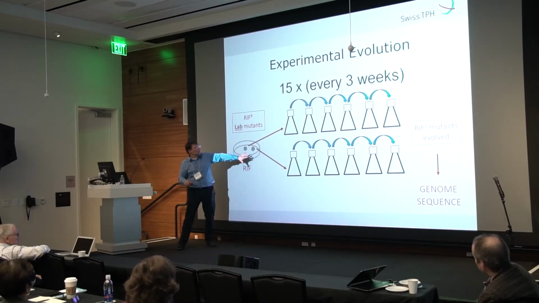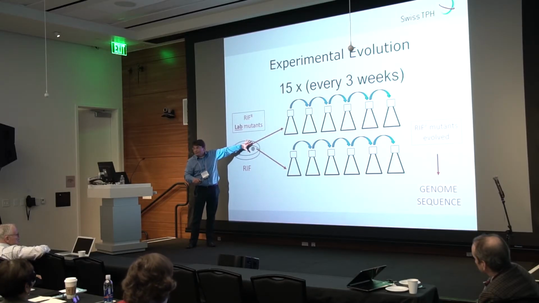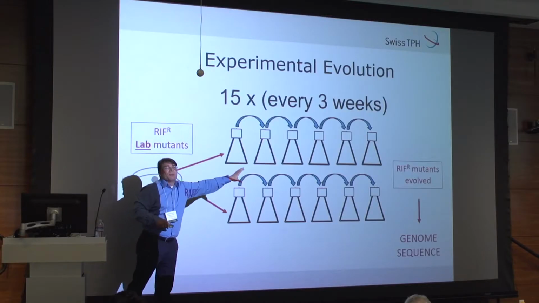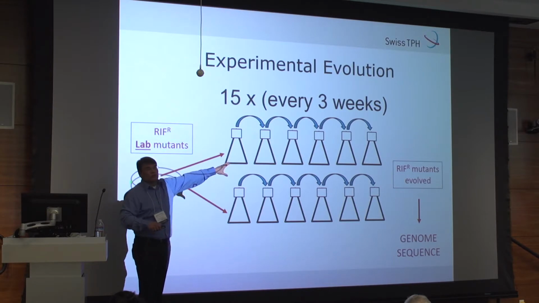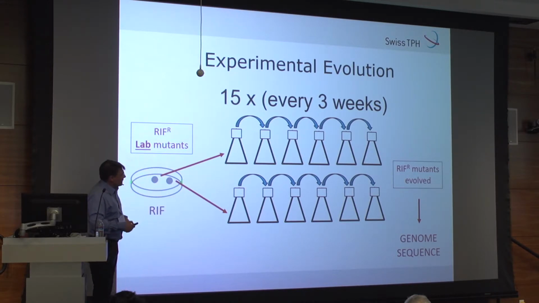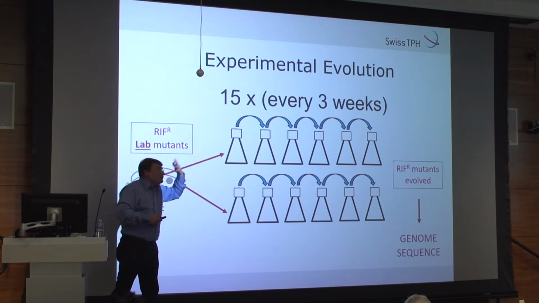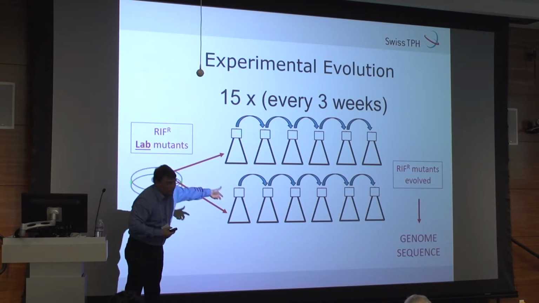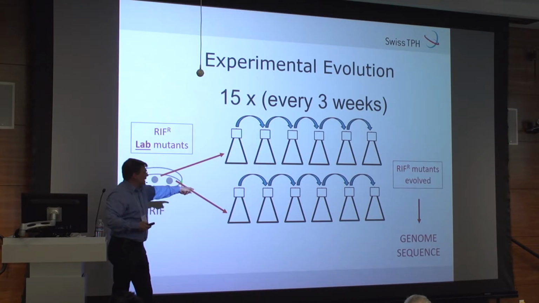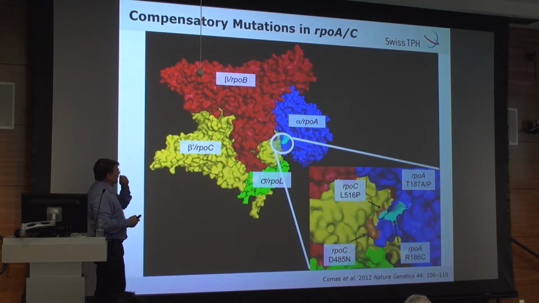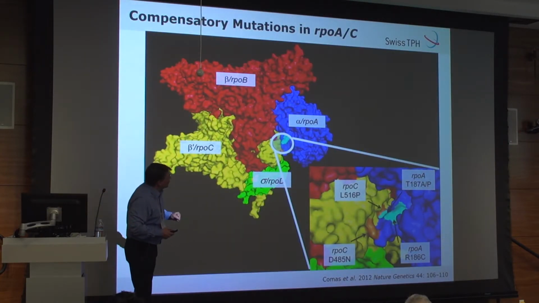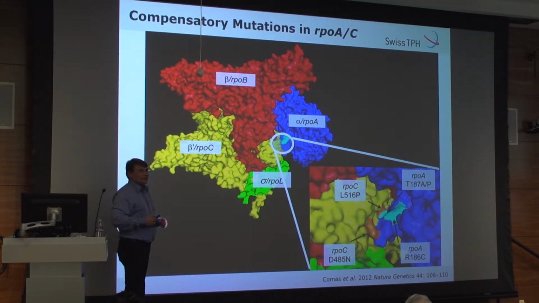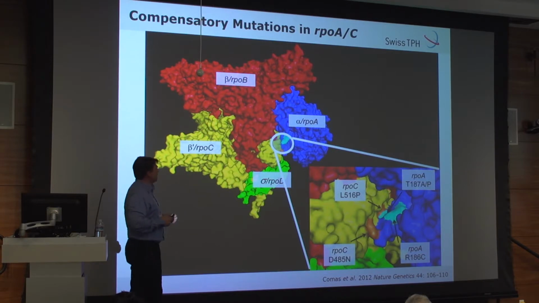And the hope here was that we started with our rifampicin mutants, lab mutants, and the hope was that we would select for compensation during this process. And yes, in both cases, in the in vivo evolved strains from the patients, as well as in the in vitro evolved strains from the lab strains, we actually found RPOC and RPOA compensatory mutations. So these are other subunits of the RNA polymerase.